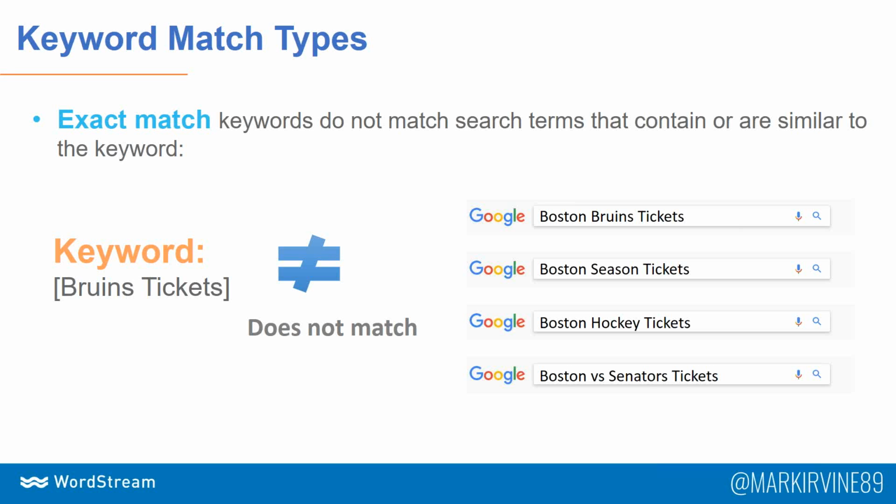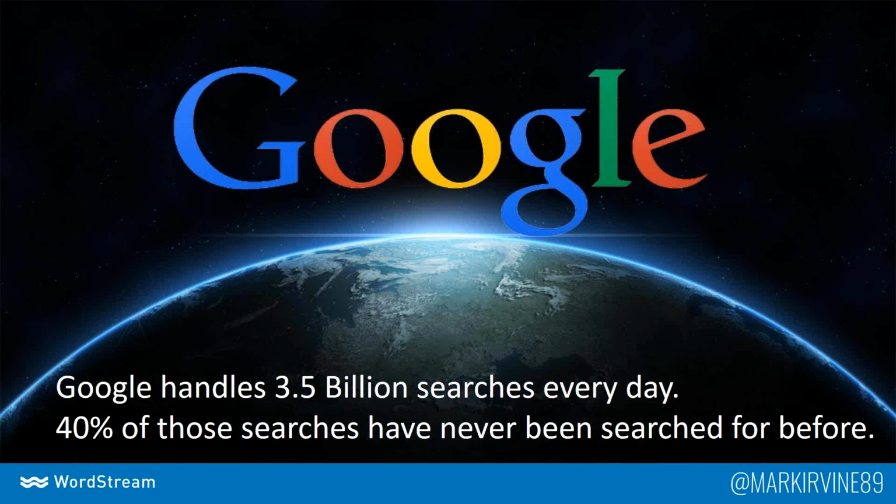And it's totally possible. There's nothing wrong with us just creating a bunch of exact match keywords in our accounts and trying to think of every single term that people would want to search for us. So I could create a Boston Bruins tickets exact match keyword and a Boston season tickets exact match keyword and all of those exact match keywords. But you'll discover real quickly that that's still not going to be a comprehensive list.